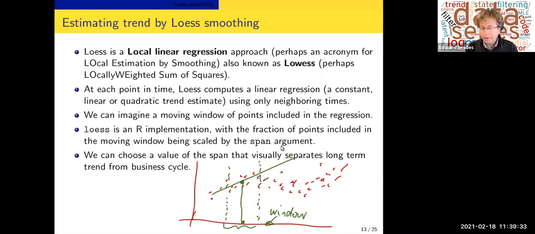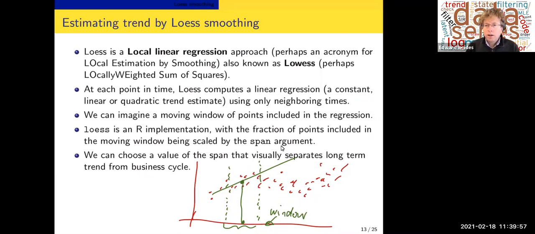And Lowpass is implemented in R by the function Lowpass, and exactly how to weight these points is done by something called a span argument, which is essentially the fraction of points that's included in the window. Now, the question with smoothing is always, how do you choose this span argument, the smoothing parameter?